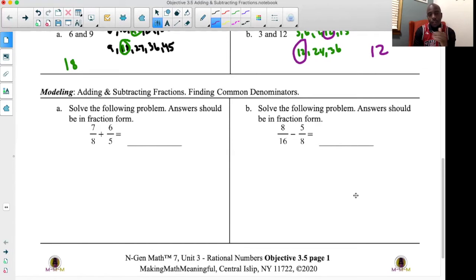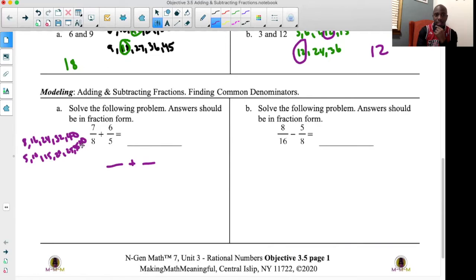Now, 7 over 8 plus 6 over 5. The first thing I want to talk about is: what is the common denominator here? Because our goal is to rewrite these fractions as something over something plus something over another thing, right? That's our first goal. In order to do that, we have to figure out the common denominator between 8 and 5. If you want, you could begin to list your multiples like 8, 16, 24, 32, 40, right? 5, 10, 15, 20, 25, 30, 35, 40, right?